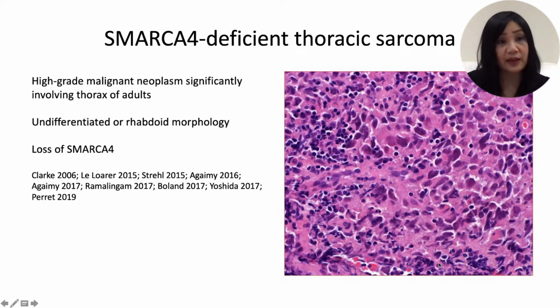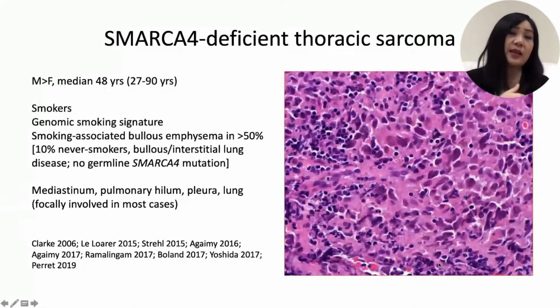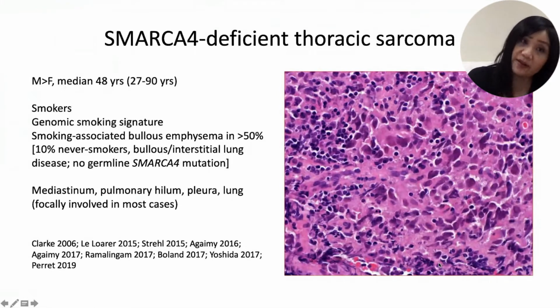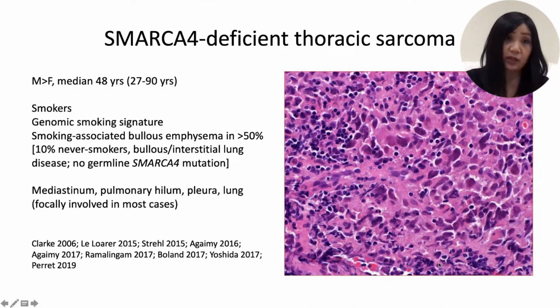So these tumours typically manifest with undifferentiated or rhabdoid morphology, but they are all unified by the presence of diffuse loss of SMARCA4. And that these represent a very pronounced clinicopathologic entity. They typically occur in middle-aged males. The median age is 48 years. They occur in the adult population, but include occurrence in elderly patients, but usually middle-aged patients, male patients, who are typically smokers. These tumours have shown a genomic smoking signature, and more than 50% of patients have shown smoking-associated bullous emphysematous changes in the surrounding lung.